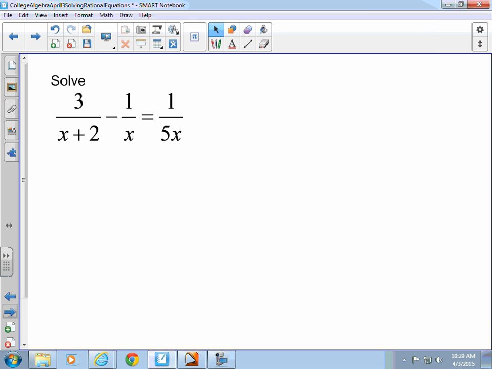Give you a minute to think about it, see what you can come up with. It needs to have the same denominator. All three denominators to be the same.